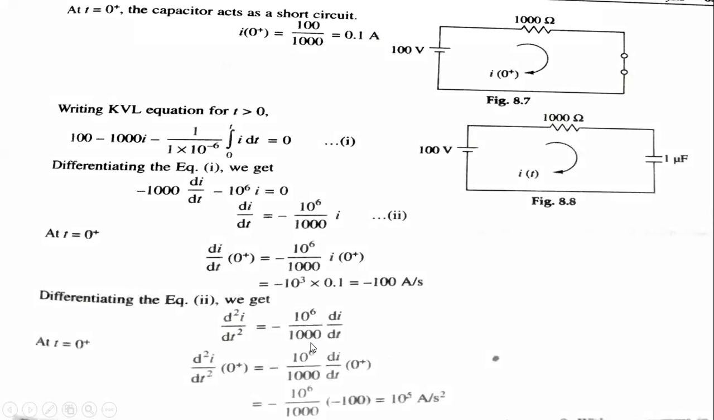Now come to the next. At t equals 0 plus, the second condition will be applied, that is, after switching. At t equals 0 plus, the capacitor will act as a short circuit, as already mentioned in the theoretical part. Whenever the switch is closed, the capacitor acts as a short circuit. It is mandatory to write these statements at t equals 0 minus, at t equals 0, and at t equals 0 plus, and also what the effect is on the capacitor and inductor.